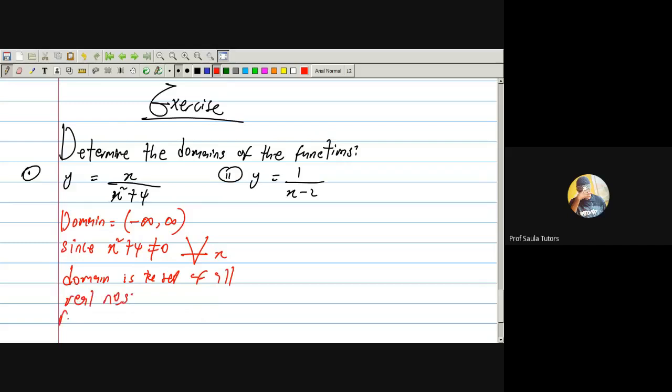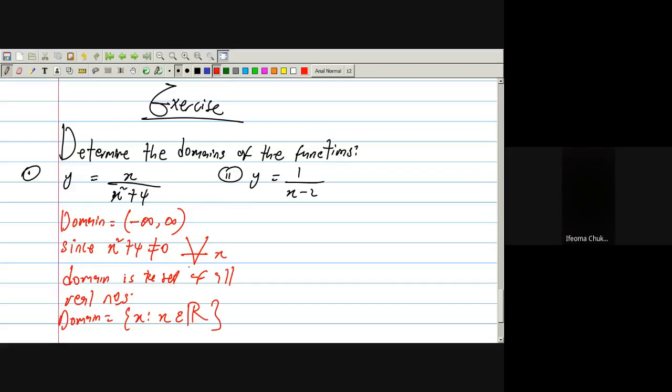Another way: the domain is equal to the set of x such that x is a real number. Anyway, everything is correct. This is the first one. Now, what's the second one? You can see how this first one is tricky. These are likely exam questions that you can see.